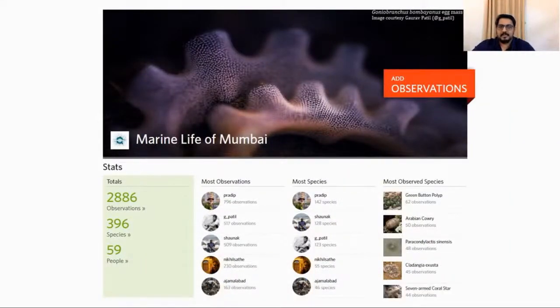We chose iNaturalist as a central pillar for our citizen science programs for a variety of reasons, as Abhishek mentioned earlier. I will take you all through our projects on iNaturalist, briefly talk about our work in and beyond Mumbai, and our plans for the future.